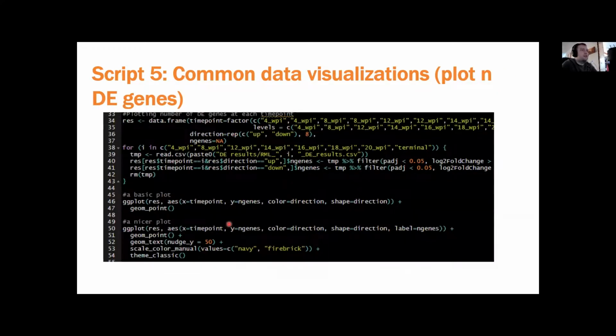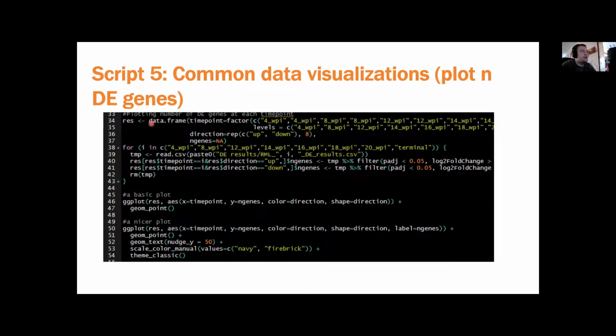And for this particular data set, it was kind of a complicated data set because there were 8 different time points. So to make a volcano plot for each of the 8 time points would not really be an effective use of space. So maybe all you want to do is simply plot the number of genes at each of the time points. So I've kind of shown an example of this here.